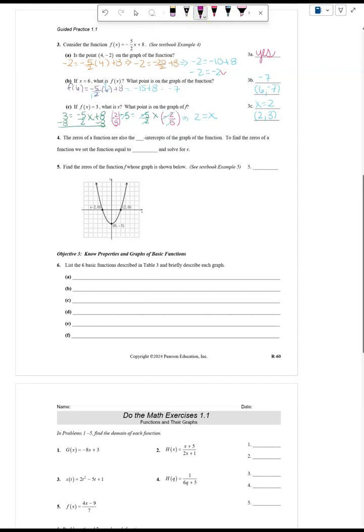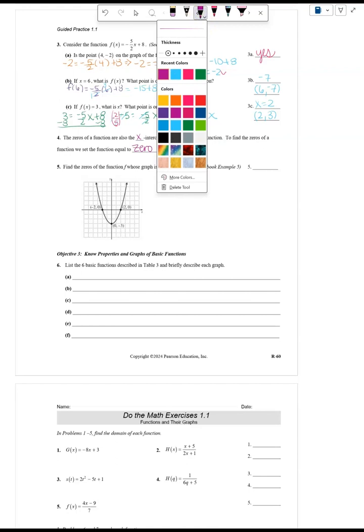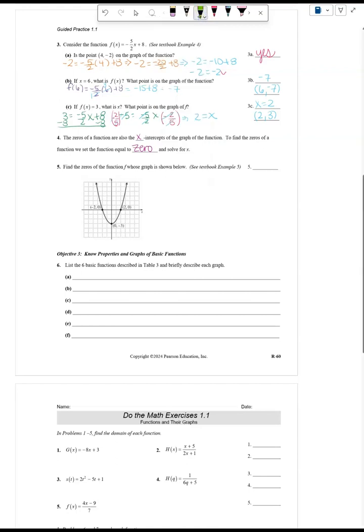It says the zeros of a function are also the x-intercepts, right? Because that's where it crosses the x-axis of the graph of the function. To find the zeros of a function, we set the function equal to 0 and solve for x. Right on. So here we're going to find the zeros of the function f, whose graph is shown below. Your zeros are your x-intercepts. We just said that, and that's where it crosses our x-axis. Here's our x-axis right here. So what would they be? Well, they would be (-2, 0) and (2, 0).